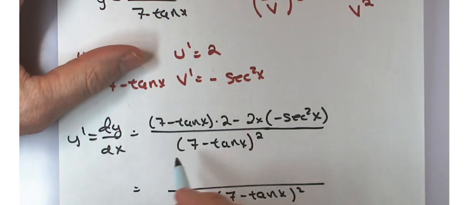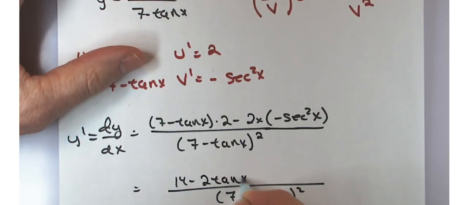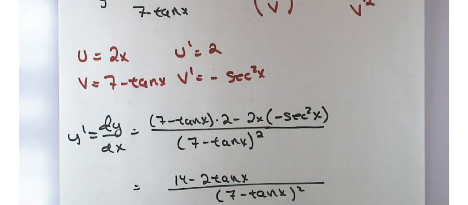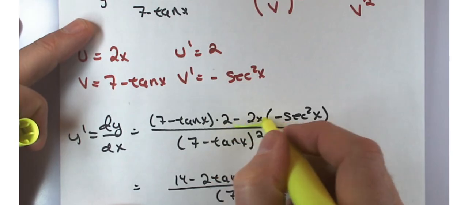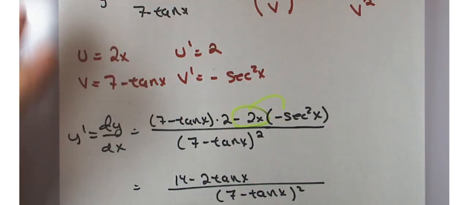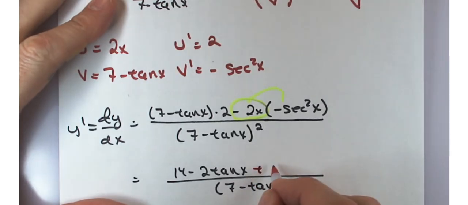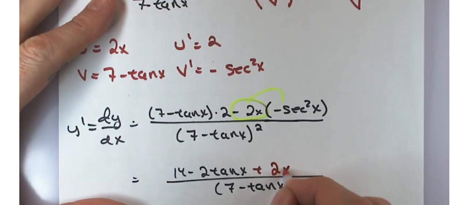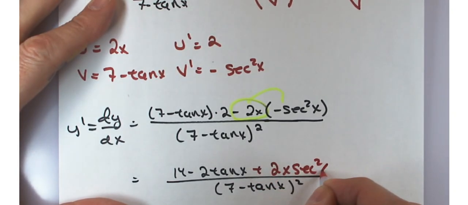I'll distribute the 2 and get 14 minus 2 tangent of x. And then here, I'm going to distribute the negative 2x. So that whole thing there has to distribute itself to that. So there's going to be a plus 2x times secant squared of x.